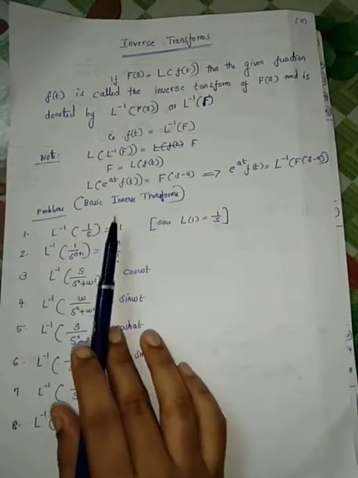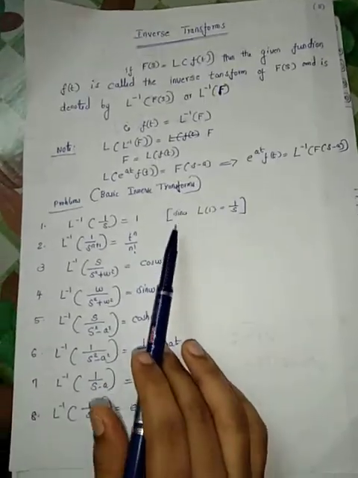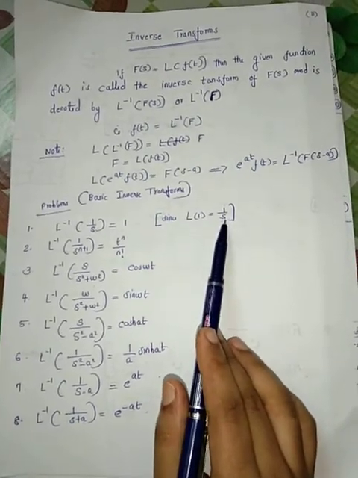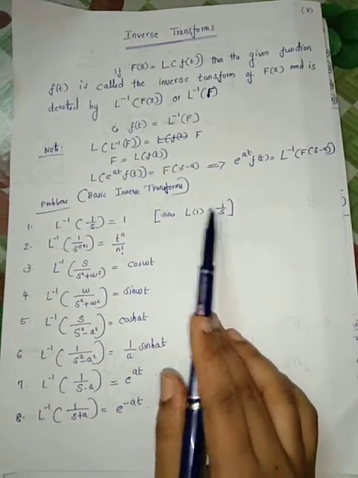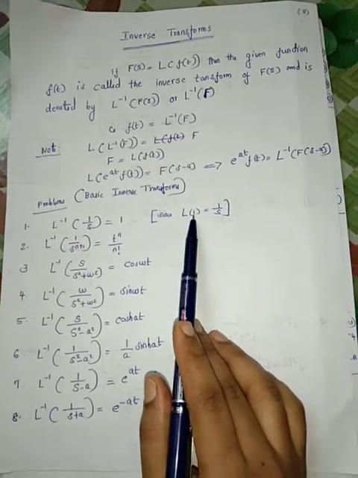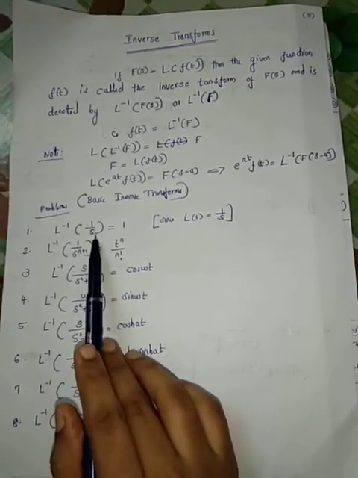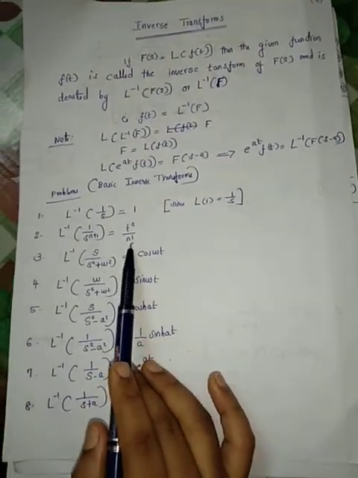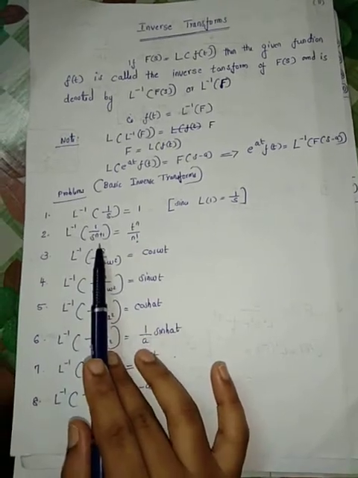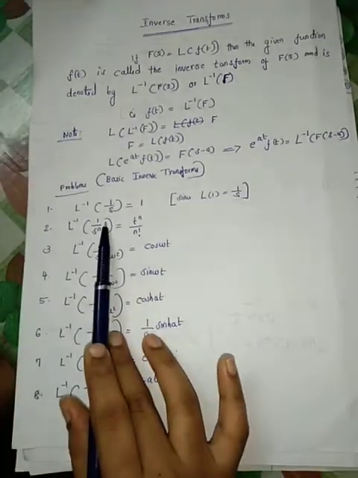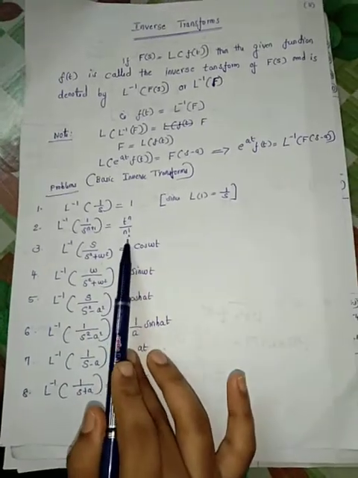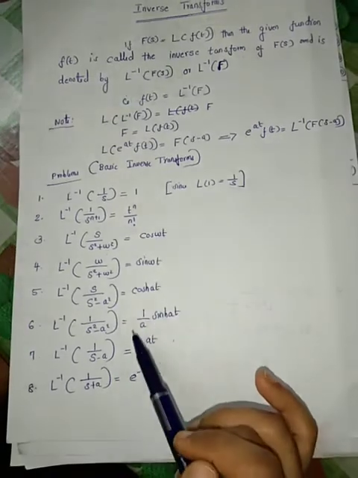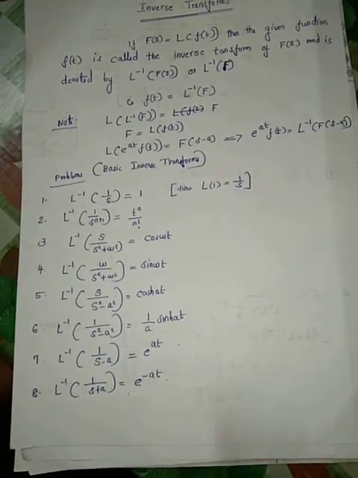Consider the basic inverse transforms. We know that L of 1 is equal to 1 by s. So, L inverse of 1 by s is equal to 1. Therefore, the inverse transform of 1 by s is 1. Similarly, we know that L of t raised to n divided by n factorial is 1 by s raised to n plus 1. Therefore, L inverse of 1 by s raised to n plus 1 is t raised to n divided by n factorial. Go through all the basic transforms and we can find out the basic inverse transforms.